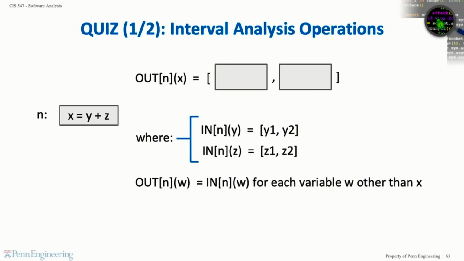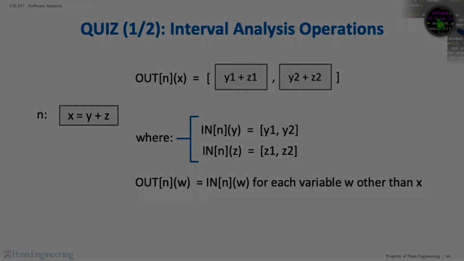To check your understanding of how interval analysis operates, let us do a quiz in two parts for two more arithmetic operations. Suppose the statement at node n adds y and z and stores the result in x. You are given the lower and upper bounds of variables y and z at the entry of node n. They are y1 and y2 respectively for variable y and z1 and z2 respectively for variable z. Write the lower and upper bounds of variable x at the exit of node n.